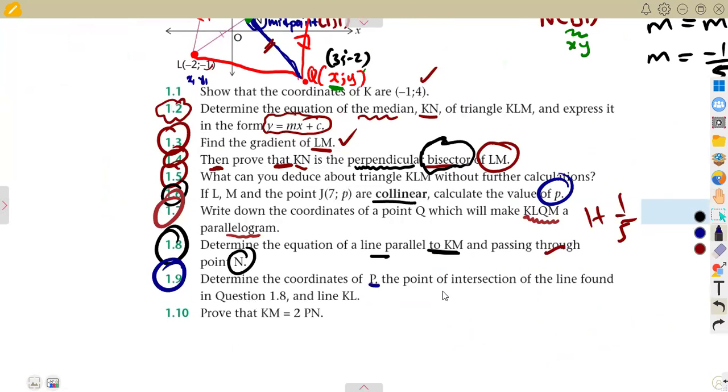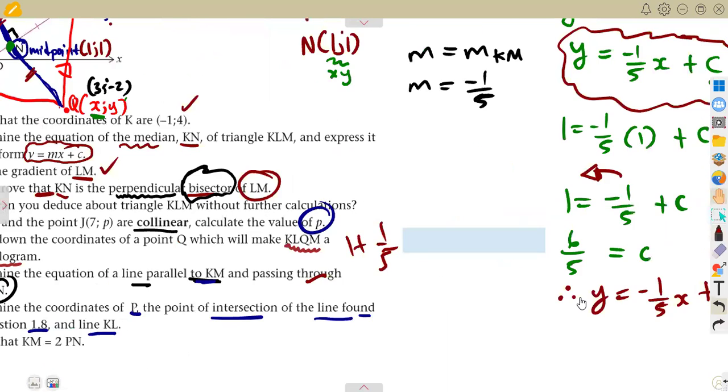Determine the coordinates of P, the point of intersection of the line found in question 1.8 and the line KL. The equation parallel to this. All right, so that is it there. On 1.8, remember we calculated this equation. That is the one that we just calculated right now.